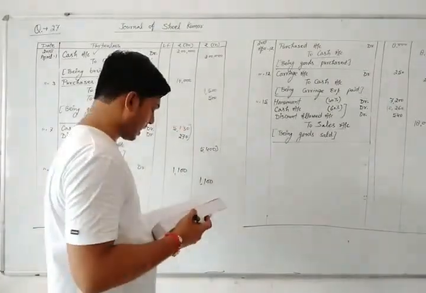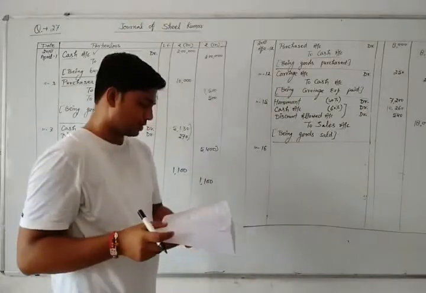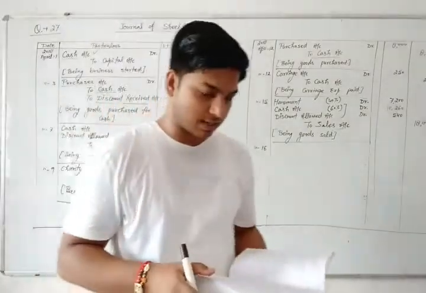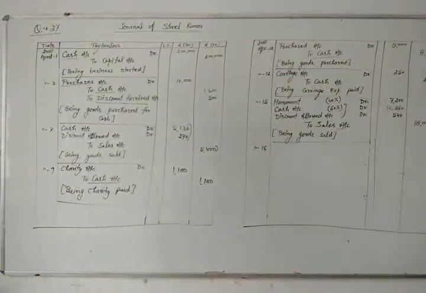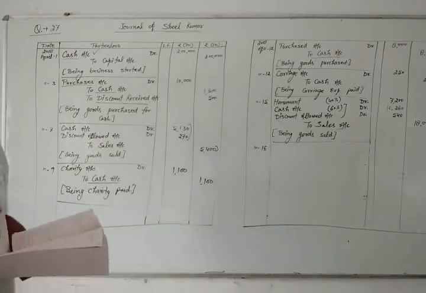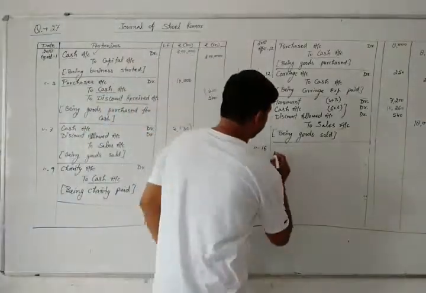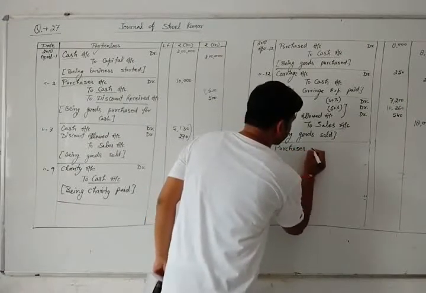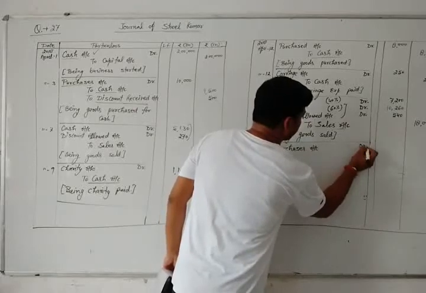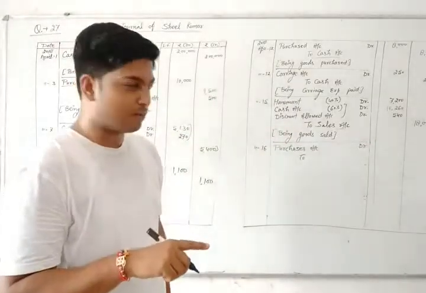Next narration is April 16. On April 16, narration is given, Sohan sold goods to us. Here Sohan is selling goods to us. We are not selling. We are purchasing goods. So the entry would be purchases account debit to whether the cash or the name of the person.